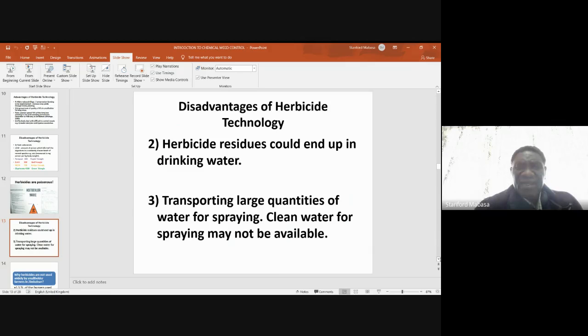Now, after applying the herbicides, they can last for a long time in the soil. So they can end up in drinking water, which is not good for the health of the farmers. They may also require transporting large quantities of water during spraying. It's quite a task. And sometimes clean water for spraying may not be available.